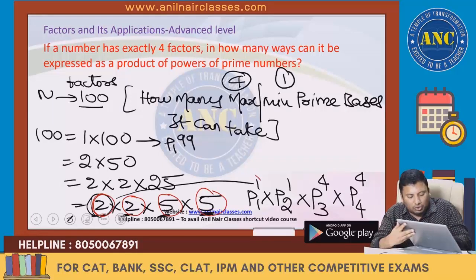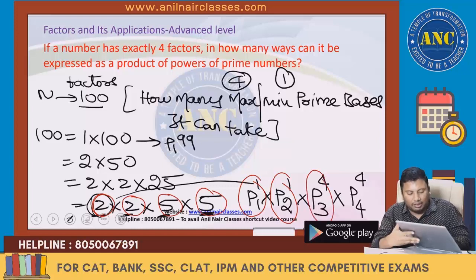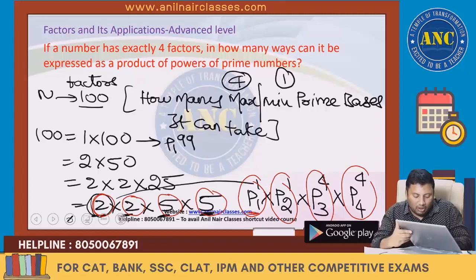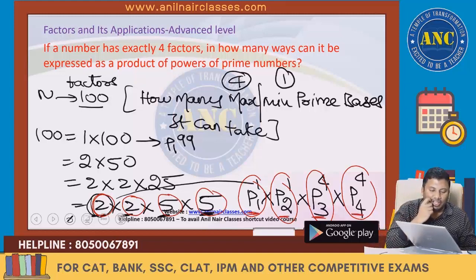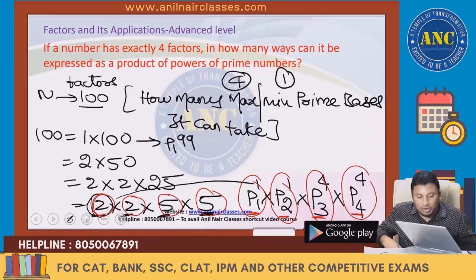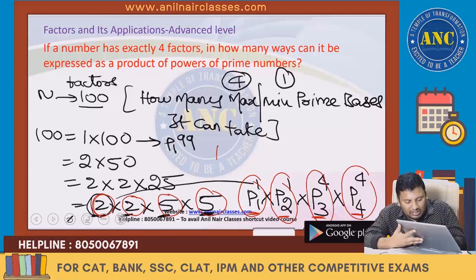If it is 2, the power will be 1. If it is 5, the power will be 4. Totally, how many prime bases are there? Prime bases are nothing but 1, 2, 3, 4. I hope it is clear. Now we will conclude after one more example.